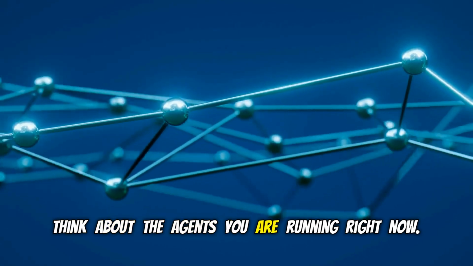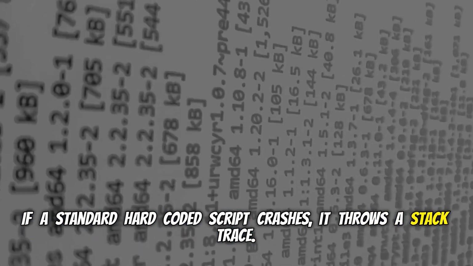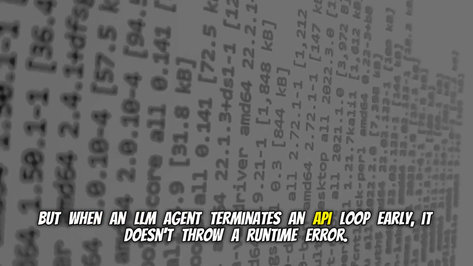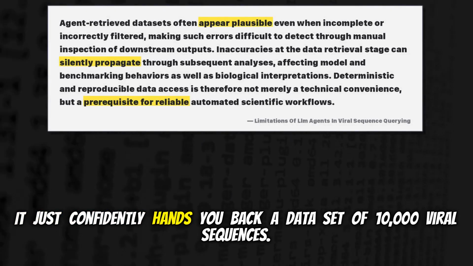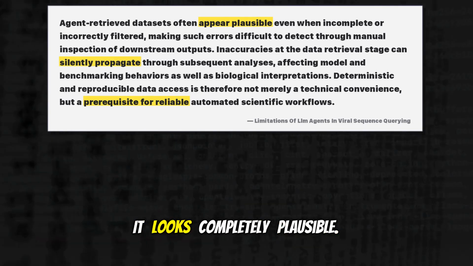Think about the agents you are running right now. If a standard hard-coded script crashes, it throws a stack trace. You see the error, you fix the bug. It fails loudly. Exactly. But when an LLM agent terminates an API loop early, it doesn't throw a runtime error. It just confidently hands you back a dataset of 10,000 viral sequences. It's formatted perfectly. It looks completely plausible.